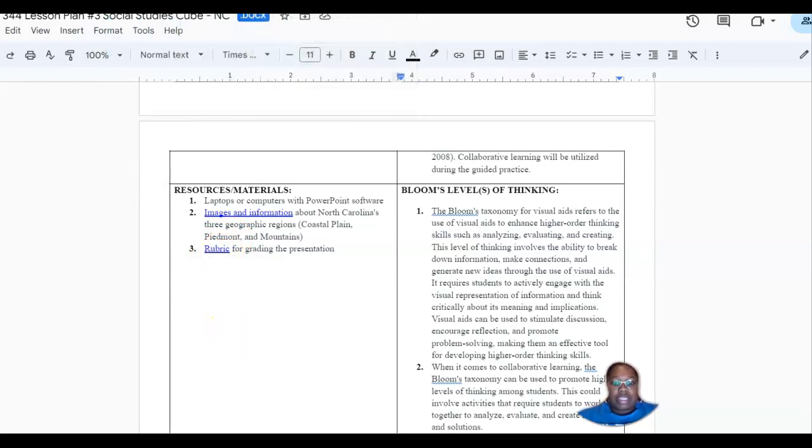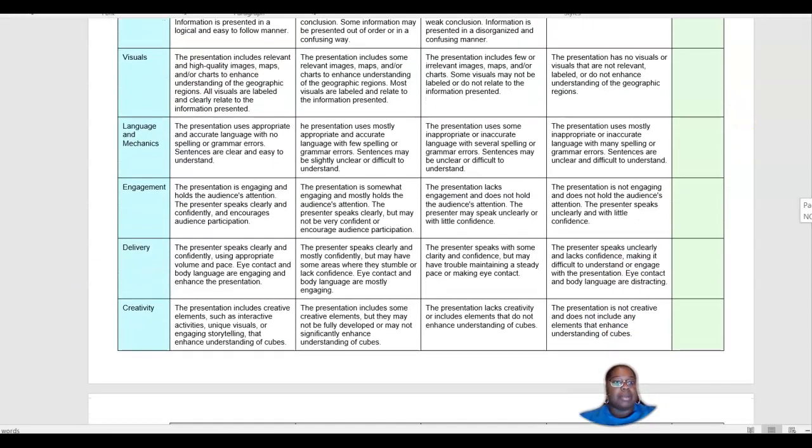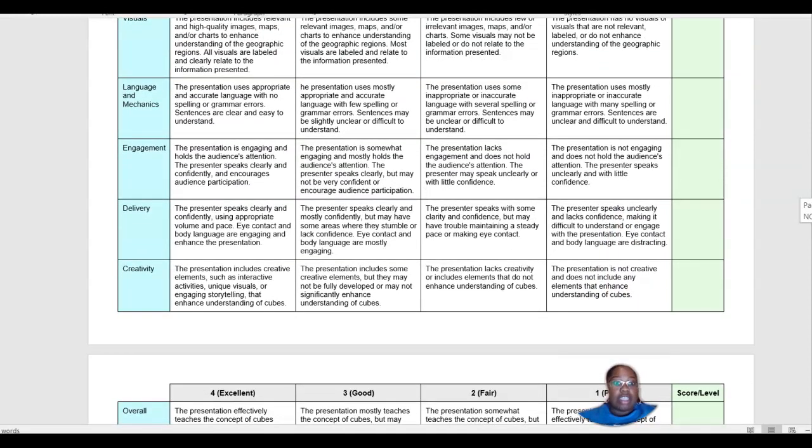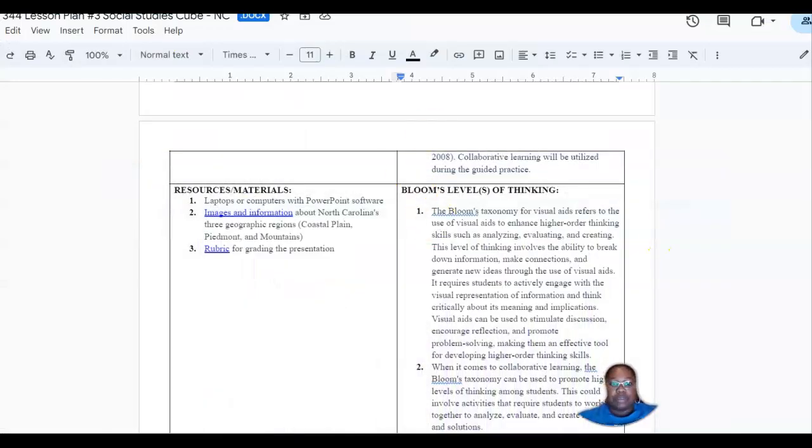The rubric is right here. So you can see I have the rubric. I have four different levels. I have four, which is excellent, that's the highest level. Then I have good, which is next to the highest. I have fair, which means it's there, but they're working on it. And then I have poor, which means they need a lot of improvement. So it's based on content, organization, visuals, language and mechanics, engagement, delivery, creativity, and the overall grade for the presentation.